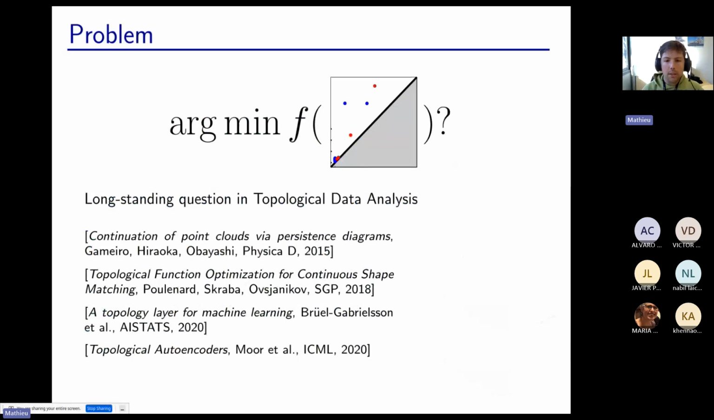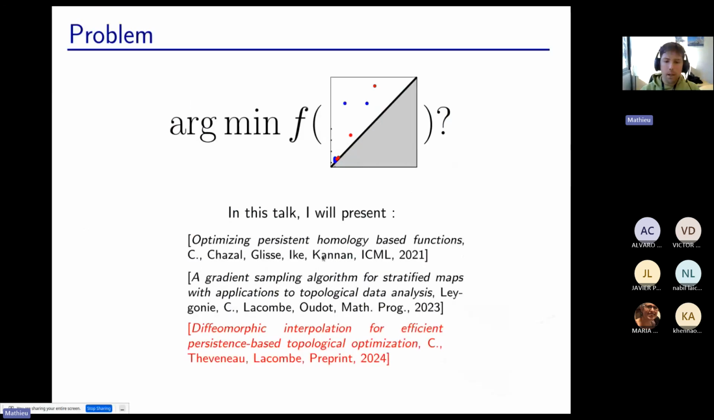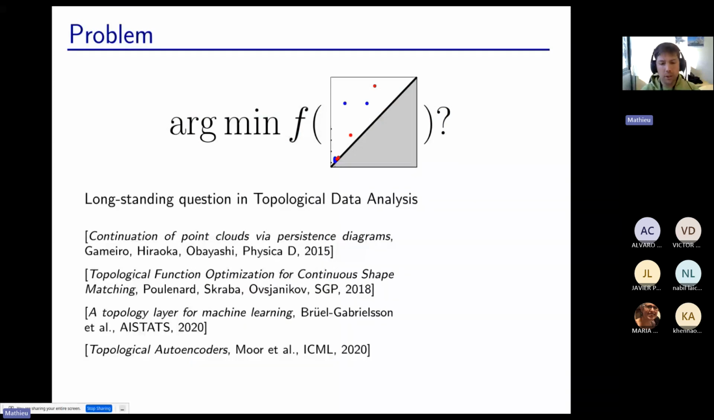So let me just say that I didn't introduce this question. It's actually a long-standing question. People have thought about defining gradients for persistence diagrams for some time, at least since 2015. So there's a long line of work, more or less adapted to the different filtrations of the different datasets that people are using.